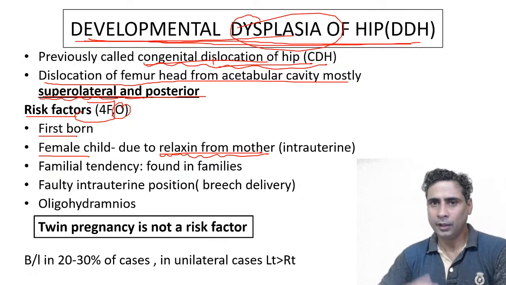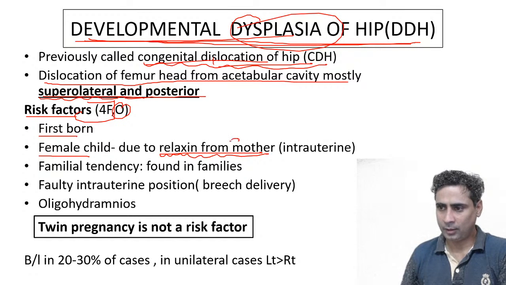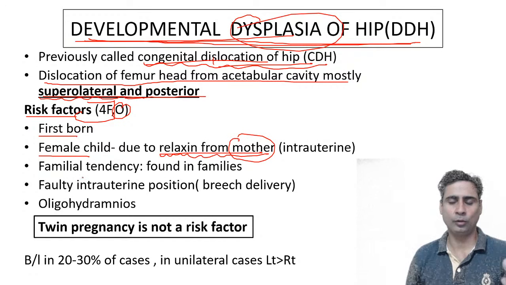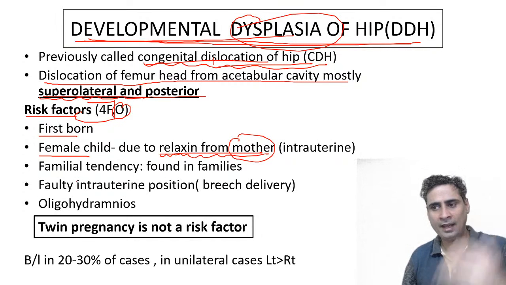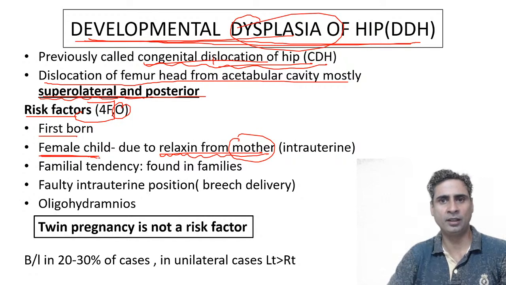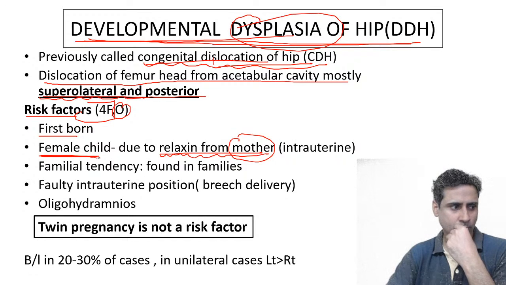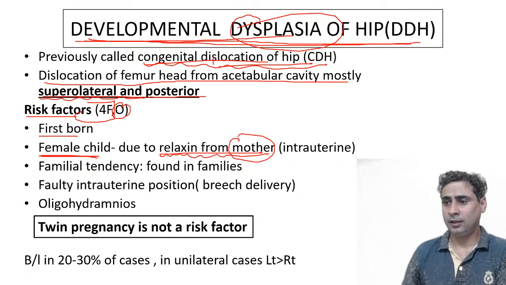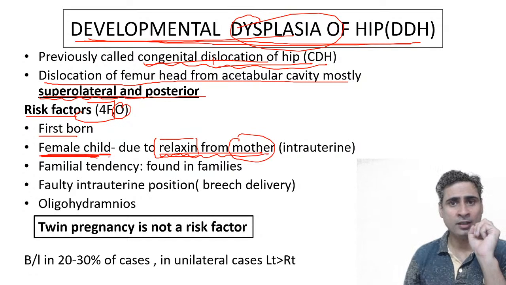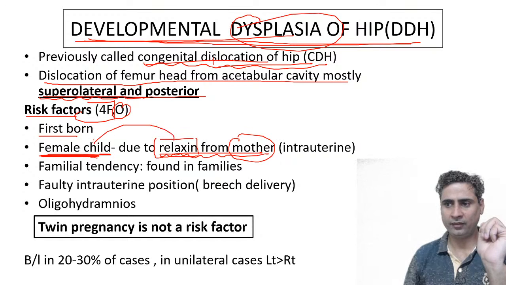Now some of you may argue that when the hormone is coming from the mother, transplacental, it will also come in the male fetus. Then why is the female fetus affected more than the male fetus? Can anybody tell me, beta? Anybody? Okay, this is because relaxin is a female hormone. Receptors are present only in the female fetus, not in the male fetus. That is why, though it is coming from the mother, it will affect the female fetus.